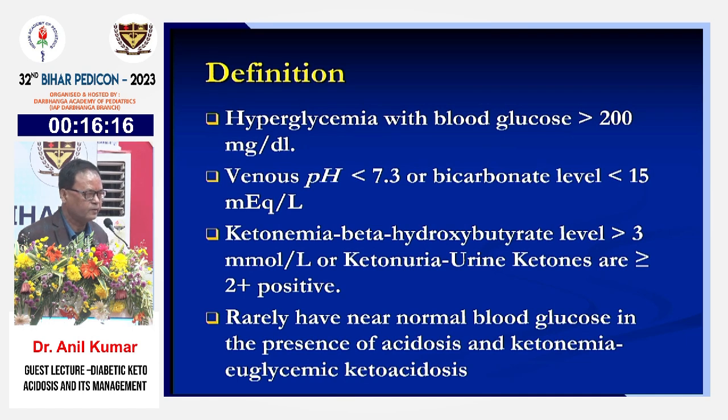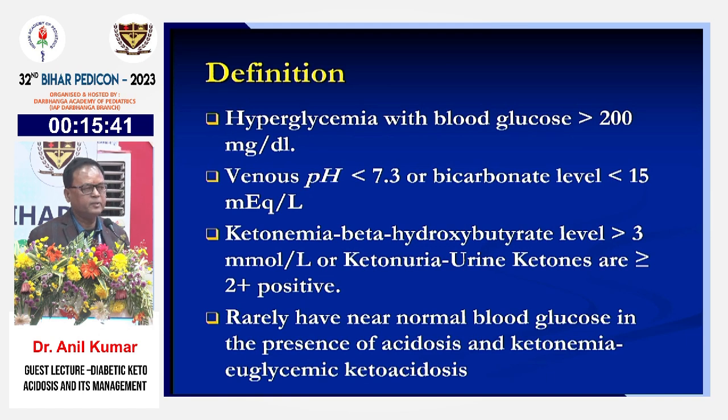Definition: how will we define DKA? Hyperglycemia with blood glucose more than 200 milligram per dl, venous pH less than 7.3, or bicarbonate level less than 15 milliequivalent per liter. Ketonemia: as you know, the ketone bodies are acetone, acetoacetate and beta hydroxybutyrate. The beta hydroxybutyrate level is more important. Ketonemia is when the beta hydroxybutyrate level is more than 3 millimole per liter, or ketonuria.